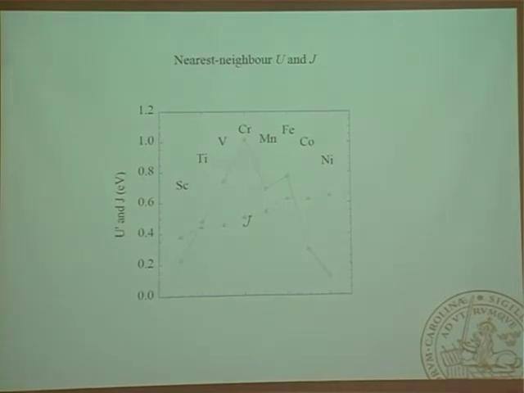And we could also calculate the nearest neighbor U and the Hund's J, which is what we get here. So J is relatively constant across the series, about half an eV. And actually the nearest neighbor U is not so small, it can be about an eV or so, half an eV on average.